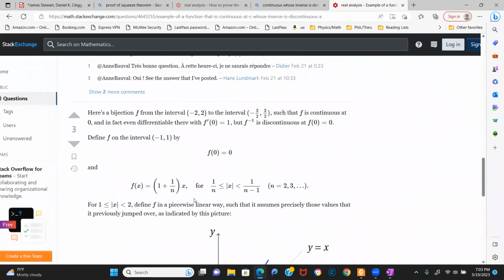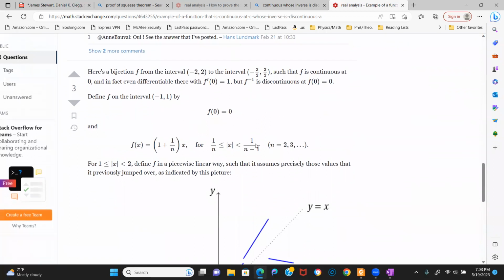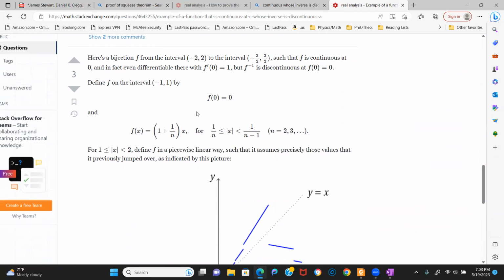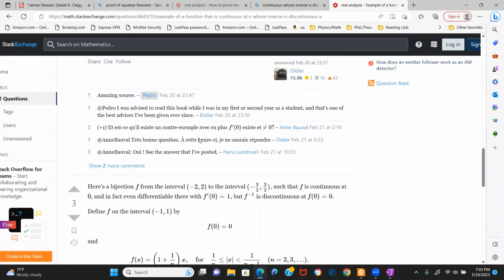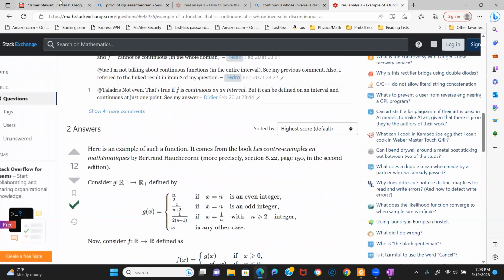That's interesting. Take this bijection from interval -2 to 2 to this interval, such as continuous and infinite. Oh, so they're saying here is a bijection. You define f on the interval -1 to 1 by letting it be 0 at 0, and then it's of this form for, oh wow, that's really complicated. Anyways, you can see that there's multiple examples, but they're pretty non-trivial.